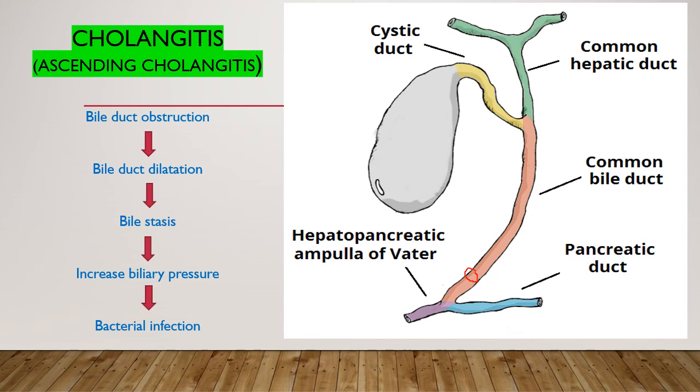And this obstruction results in dilatation of the ducts proximal to it. And this dilatation leads to bile stasis, and bile stasis predisposes to bacterial infection. And this is known as cholangitis. Some people call it ascending cholangitis because the infection ascends from the duodenum upwards into the bile ducts.